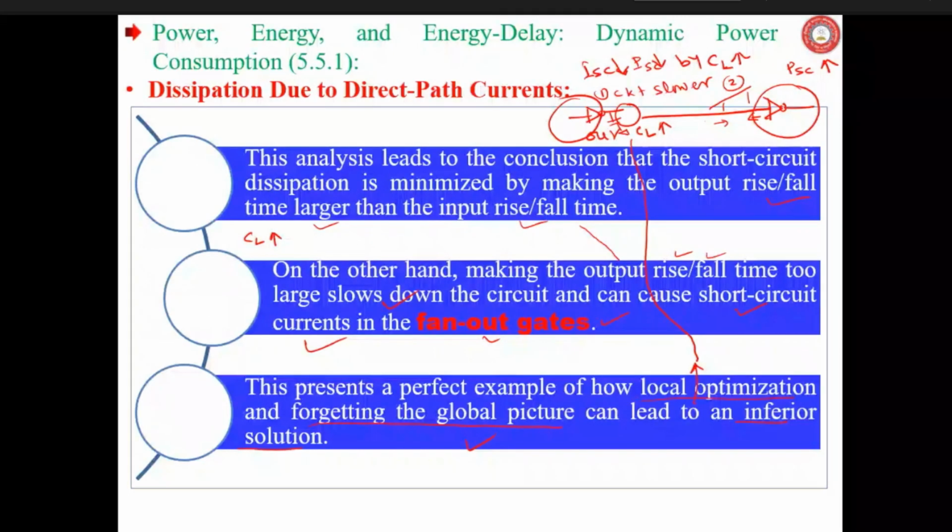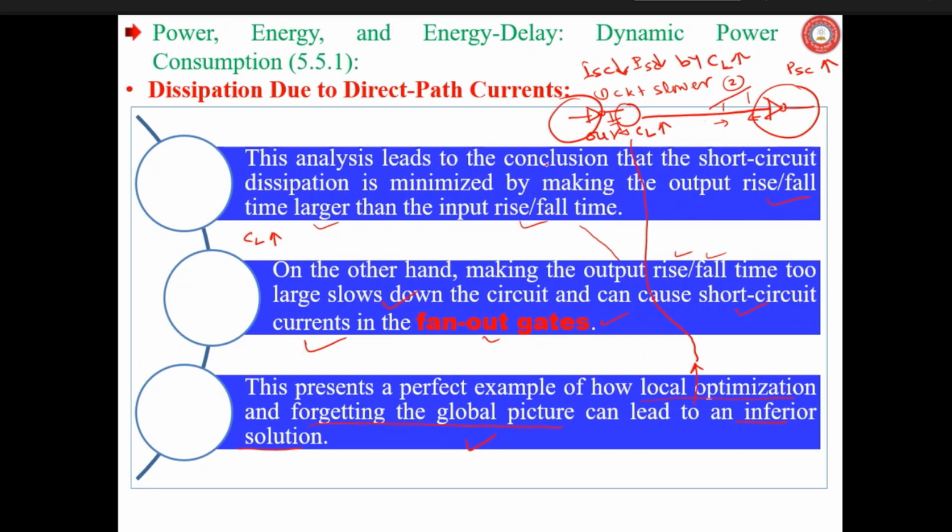This derivation is not discussed. Only I have said that there will be direct path current, because both the NMOSFET and PMOSFET will be on for a brief period of time, and hence VDD will be connected to ground for that time, and hence a current spike will be there. That current is short circuit current, ISC, or direct path current. So if you want to know further regarding this, then we can go slow and discuss.